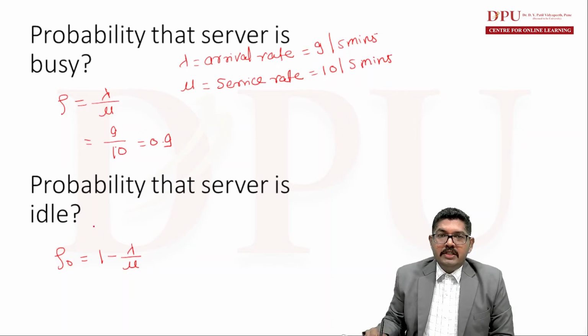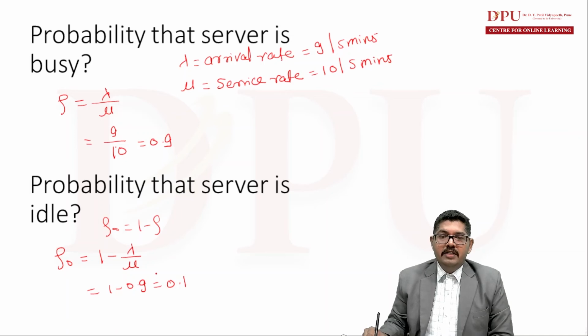These two events are mutually exclusive. It means that the server will be either busy or idle. Both of these events cannot happen simultaneously. We cannot say that the server is busy and idle at the same time. So rho 0 is nothing but 1 minus rho, that is 1 minus lambda upon mu. This is equal to 1 minus 0.9, which is 0.1. So the probability that the server is idle is 0.1.